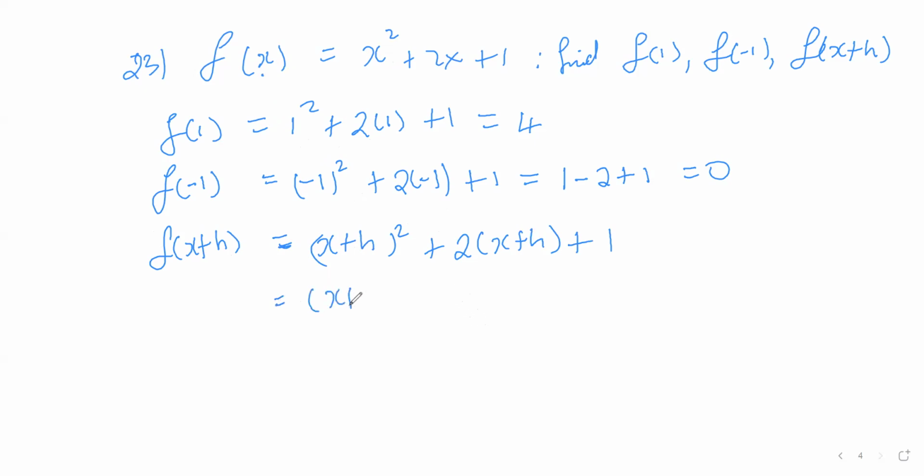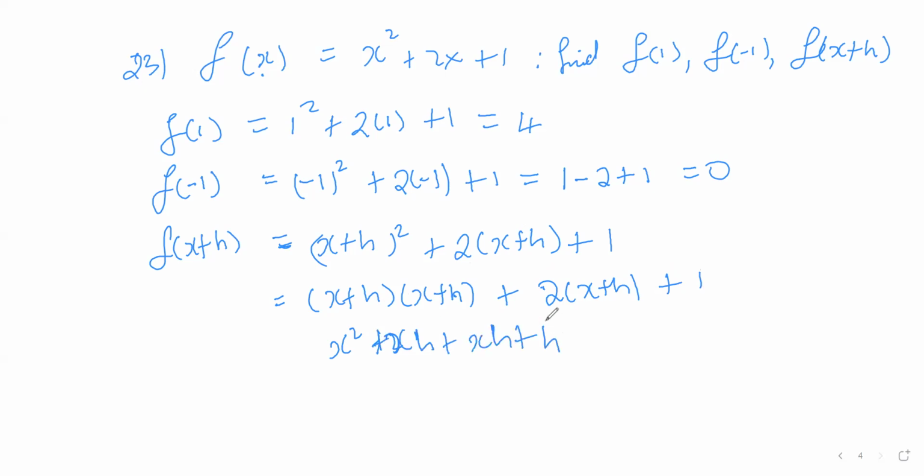We know that (x plus h) squared is the same as (x plus h) times itself, plus 2(x plus h) plus 1. Open up our brackets. We get x times x, x squared. X times h is xh, plus another xh, plus h squared. Open up this bracket, plus 2x plus 2h plus 1.